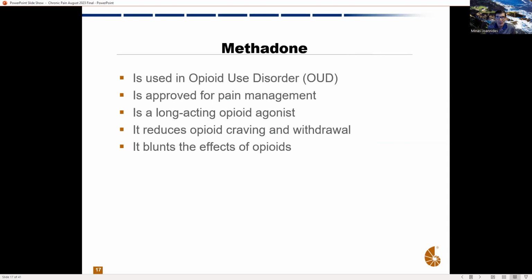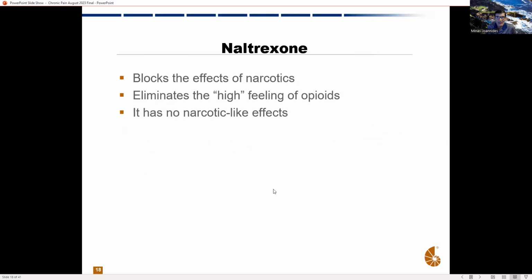Methadone is used in opioid use disorder. It's approved for pain management as well. It's a long-acting opioid agonist, which means it has activity on the receptors. It reduces opioid craving and withdrawal. It blunts the effects of other opioids. Naltrexone, remember the Trex, T-R-E-X, it blocks the effects of narcotics. It eliminates the high feeling of opioids, and it has itself no narcotic-like effects in contrast to methadone that we just mentioned.